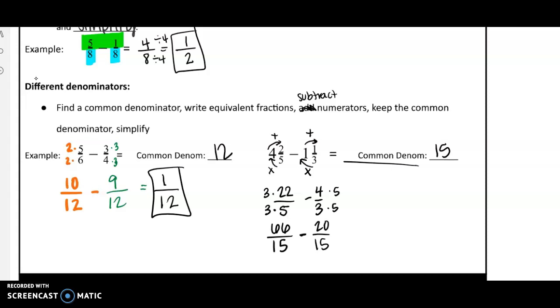So now I keep my denominator the same. And then I subtract 66 minus 20 is 46. And then now we need to turn this into a mixed number. 15 goes into 46 3 times, and that gives us 45. And so that means 45 is 1 away from 46. So it's 3 and 1/15.